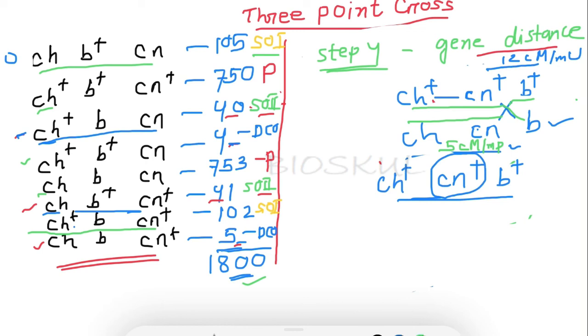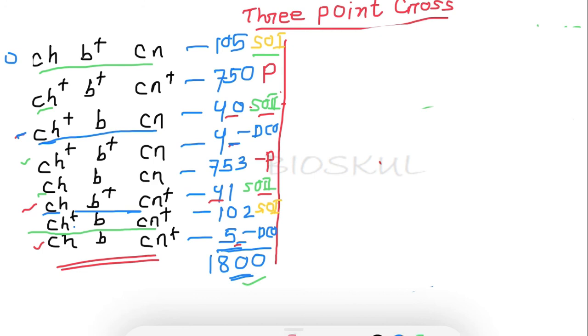So first, by comparing the parental genotype with a double crossover, we will find out the middle gene. Then we have to find out the genetic distance between the genes. After getting the genetic distance between the genes, we can determine the gene order. Okay. So what is the distance between the gene CH plus and B plus? It will be 17. Why? Because the CH plus and the CN plus is 5 and CN plus and B is 12. So the distance between CH plus B plus, it will be 5 plus 12 equal to 17 centimorgan.